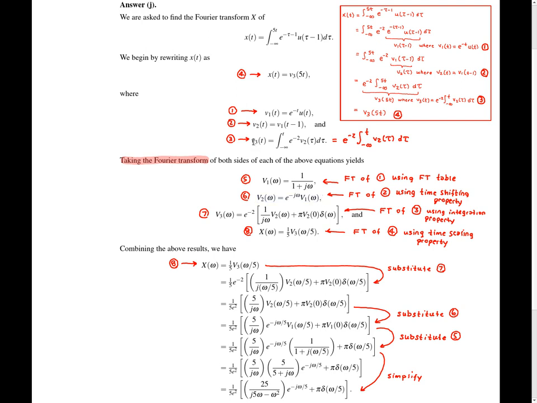Then if we go on to equation number 3, this equation involves integration, so it uses the integration property of the Fourier transform, which gives us this particular Fourier transform here. And lastly, we have equation number 4, which involves time scaling. To perform this computation, we need to use the time scaling property of the Fourier transform, which gives us this particular Fourier transform here.